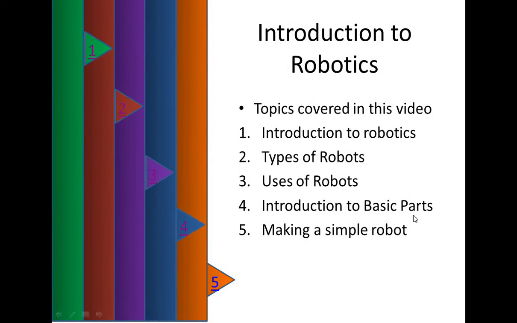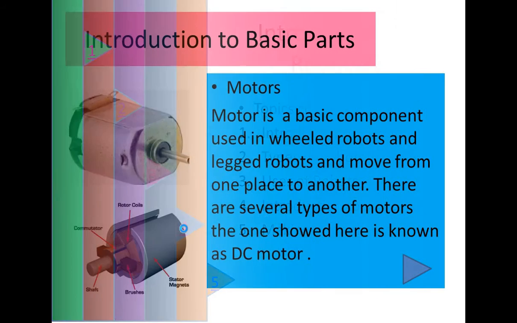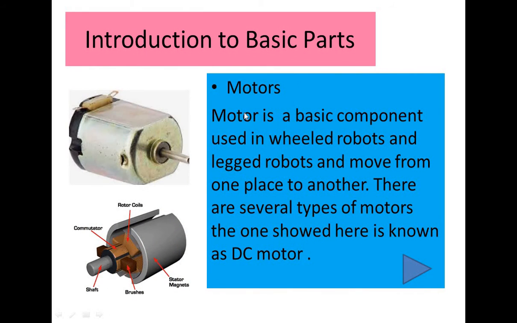Now we'll be learning about the basic parts of robotics. Let's move forward. So what are motors? A motor is a basic component used in wheeled robots and legged robots. Like I was telling you earlier, a legged robot also needs a motor to move from one place to another. There are several types of motors. The one shown here is the DC motor. Now let's see what's inside the DC motor. If you can see, this is the copper wire, and this is the stator magnet which surrounds the copper wire.